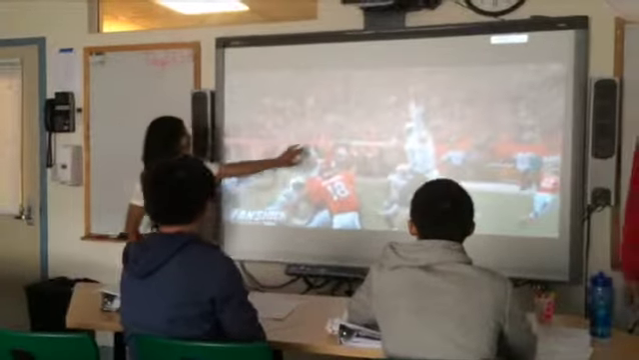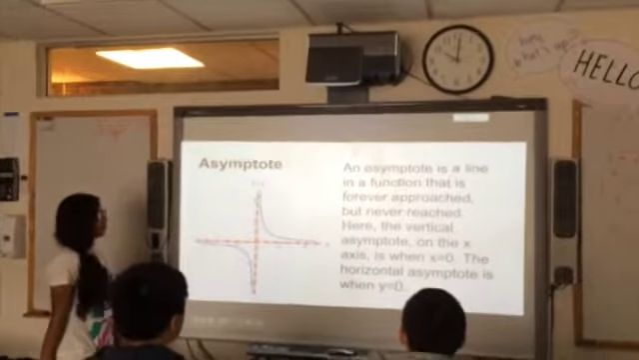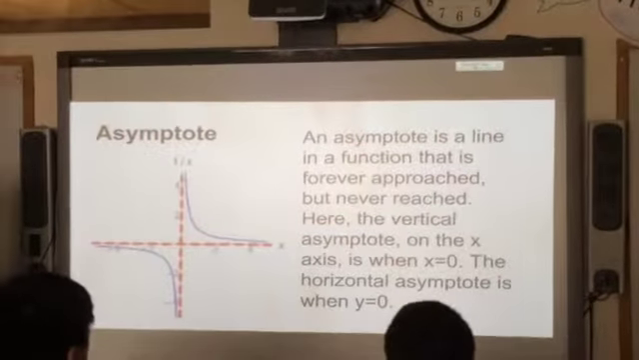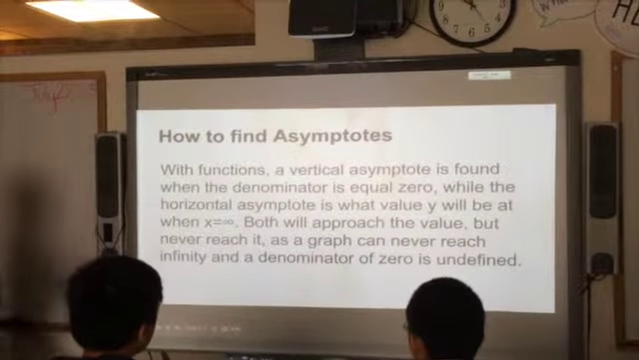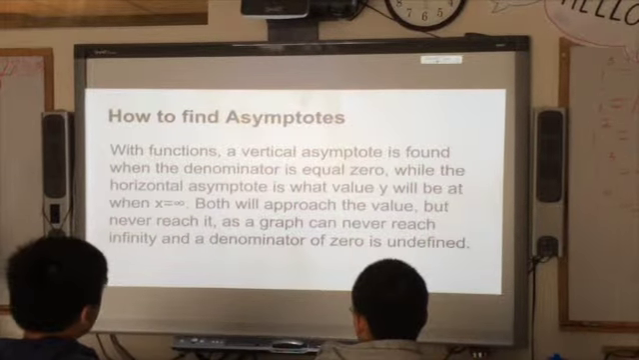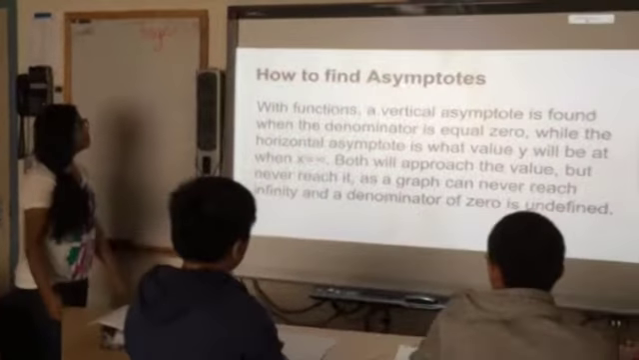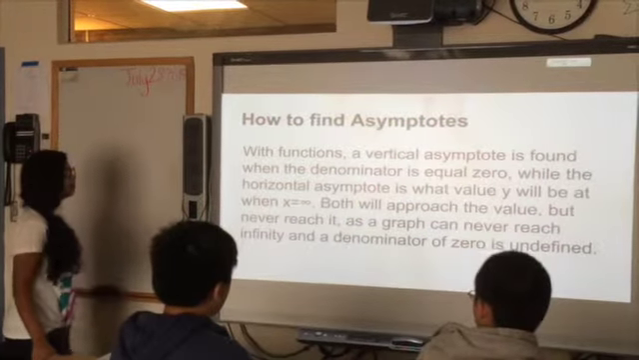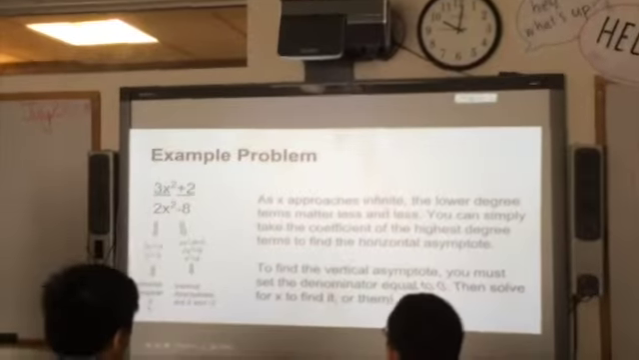Okay. An asymptote is a line in a function that is forever approached but never reached. Here, the vertical asymptote is when x equals 0. The horizontal asymptote is when y equals 0. To find asymptotes with functions, a vertical asymptote is found when the denominator is equal to 0, while the horizontal asymptote is the value y approaches when x goes to infinity. Both will approach the value but never reach it, as the graph can never reach infinity and a denominator of 0 is undefined. Okay then, I think I get it.